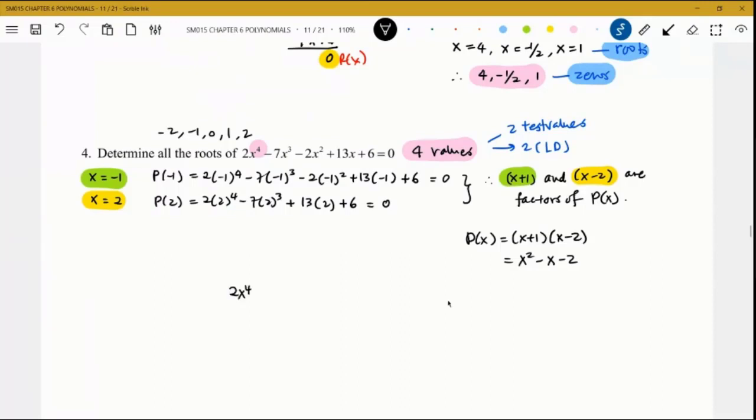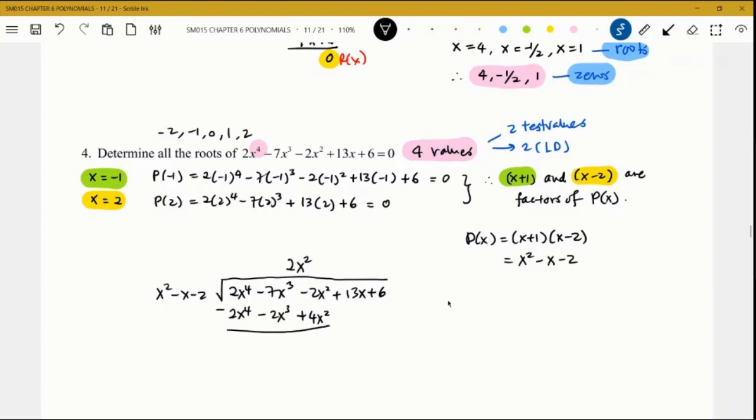So 2x4 minus 7x cubed minus 2x square plus 13x plus 6. So di luar adalah x square minus x minus 2, which is we use the divisor here. Balance mesti 0 sebab kita dah tahu dia adalah factors. Okay. So to cancel out the 2x4, we multiply with 2x square. And then here will be minus 2x cubed and then plus 4x square. Operasi di luar adalah minus. So negative 7 minus negative 2, we get negative 3.